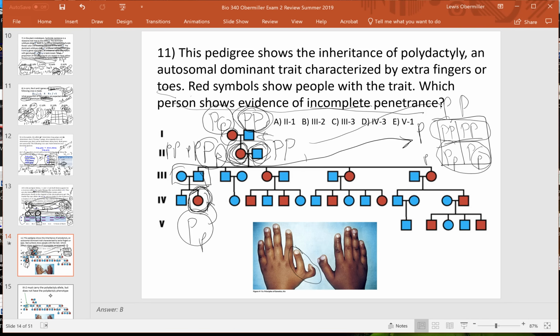This means that in one of these parents, this parent right here, we would assume that parent has to be big P, little p, but it doesn't show the trait. That parent doesn't have an extra digit. So this is a carrier of polydactyly, but it doesn't show any penetrance. So it's incomplete penetrance in that individual there.